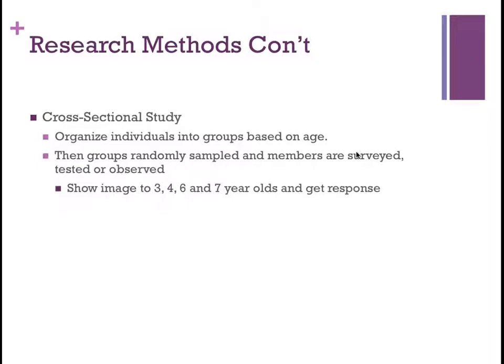So for example, you're going to show an image to 3-year-olds, 4-year-olds, 6-year-olds, and 7-year-olds, and you're going to get their response. By doing so, you can determine maybe the differences in moral development in 3-year-olds all the way to 7-year-olds without actually following one individual. This way you can get your answer earlier.